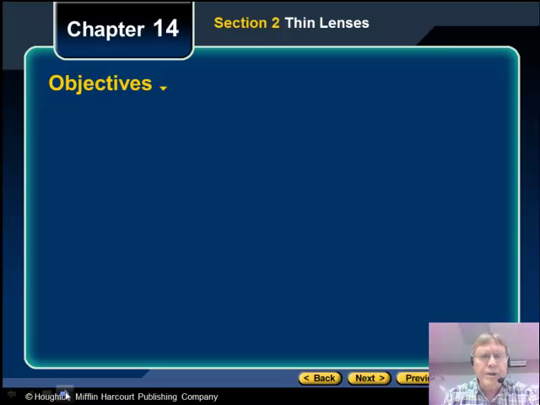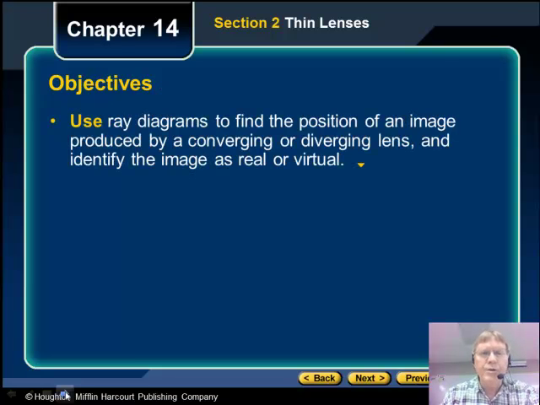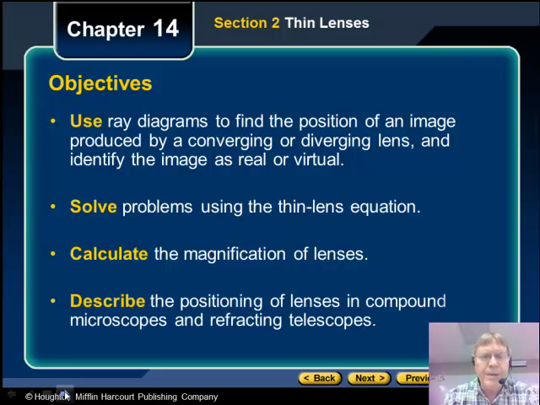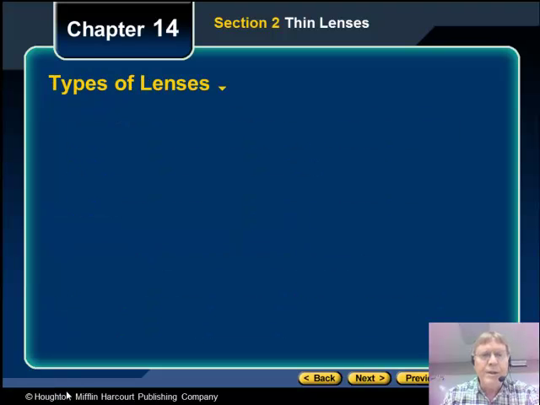We're doing section 14-2 in this video, and our objectives here are to use ray diagrams to find the position of an image produced by a converging or diverging lens and identify if the image is real or virtual. Very similar to what we did with mirrors. Solve problems using the thin lens equation. We'll go through that, and you'll see that's exactly the same as it was with mirrors. Calculate the magnification of lenses, just the way we do with mirrors. And describe the positioning of lenses in compound microscopes and refracting telescopes. Okay, so let's get started.